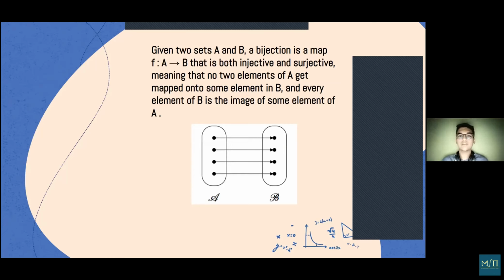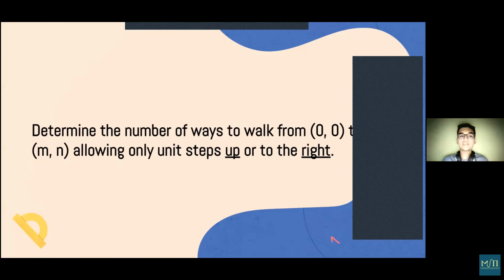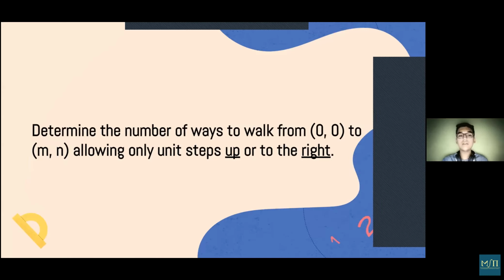All right, with the fair basic knowledge out of the way, we'll be using this concept to solve a particular problem, just as an example. The problem reads: determine the number of ways to walk from (0,0) to (m,n), allowing only unit steps up or to the right. Now this problem sounds tricky at first, but it's really easy to understand and it's really easy to visualize as well.